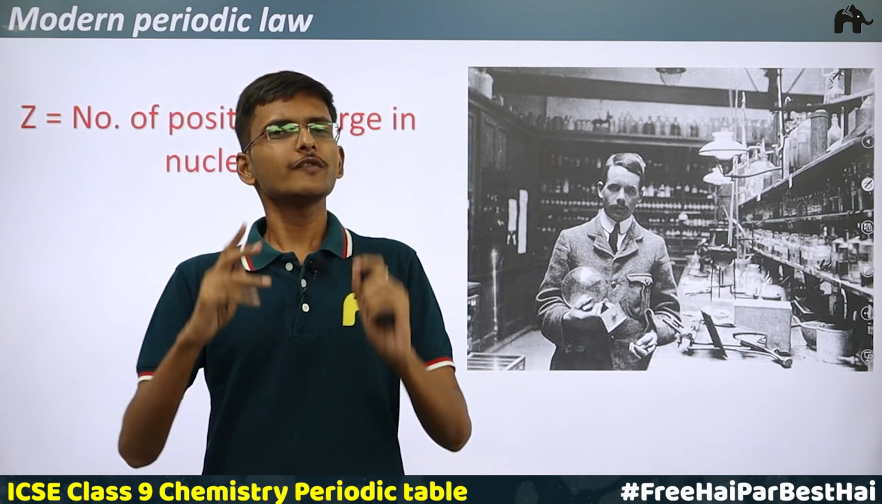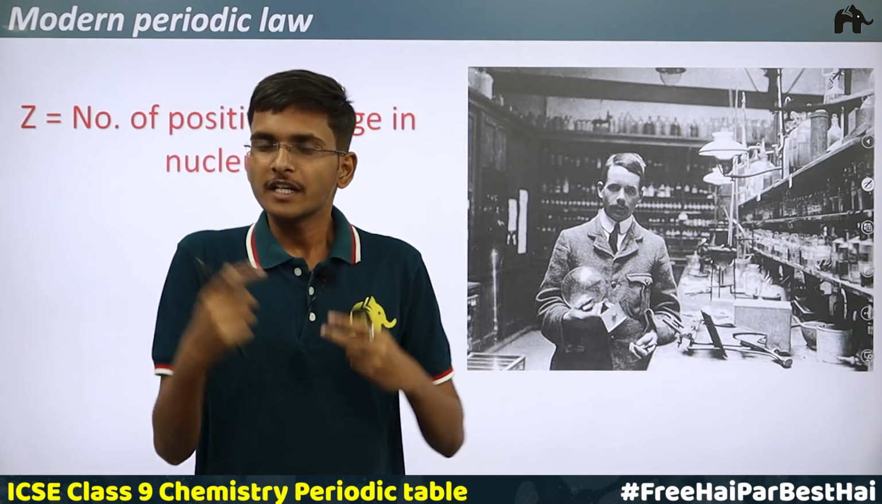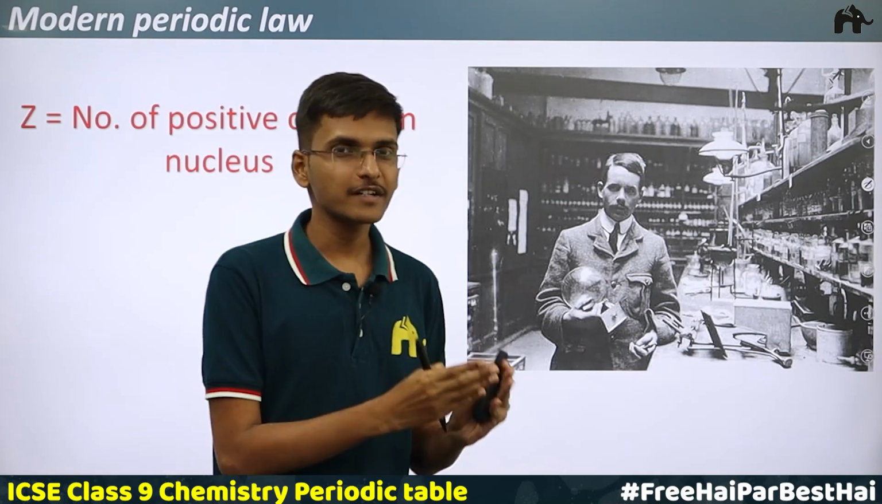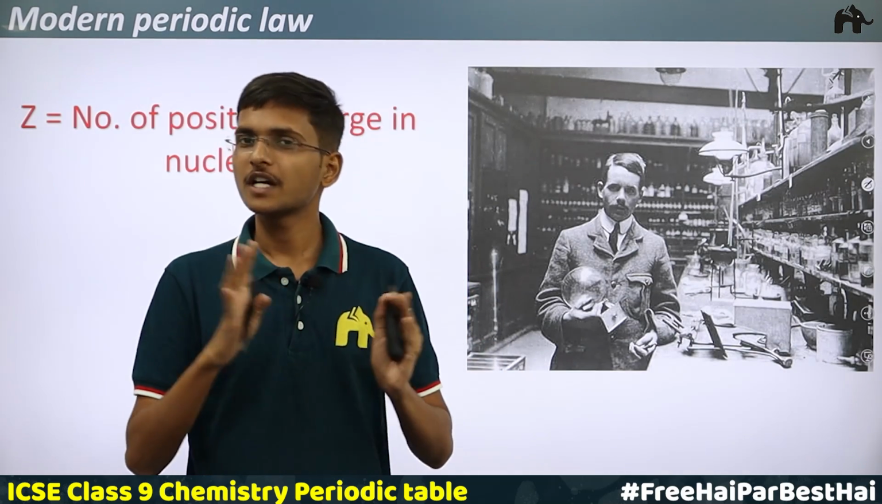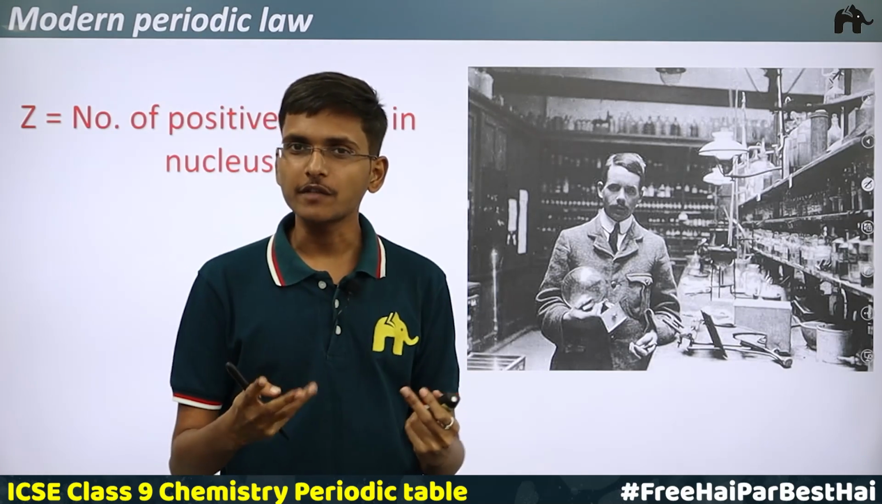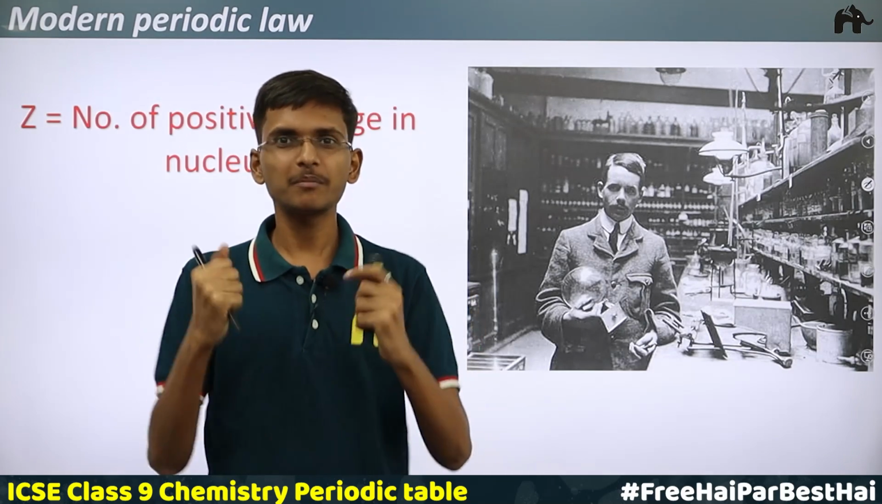Okay, so students, so far we have seen the initial efforts by Döbereiner to arrange the elements, then Newlands, and then finally Mendeleev, right, in the previous video. Now, what happens after Mendeleev? Who comes and takes up the baton?